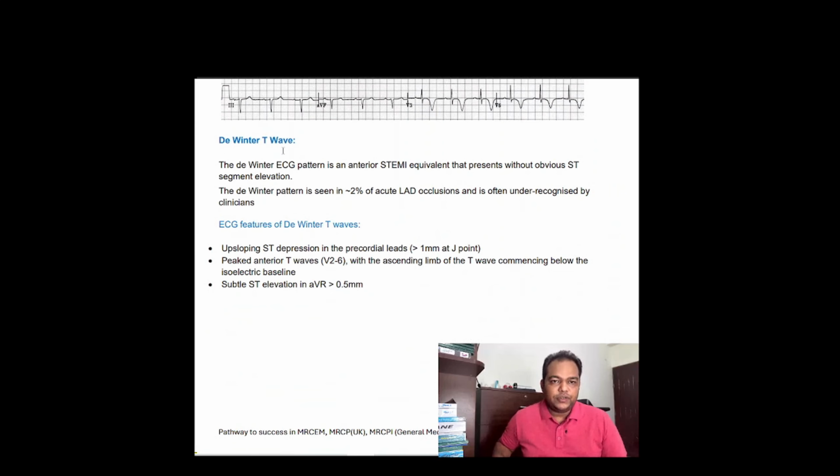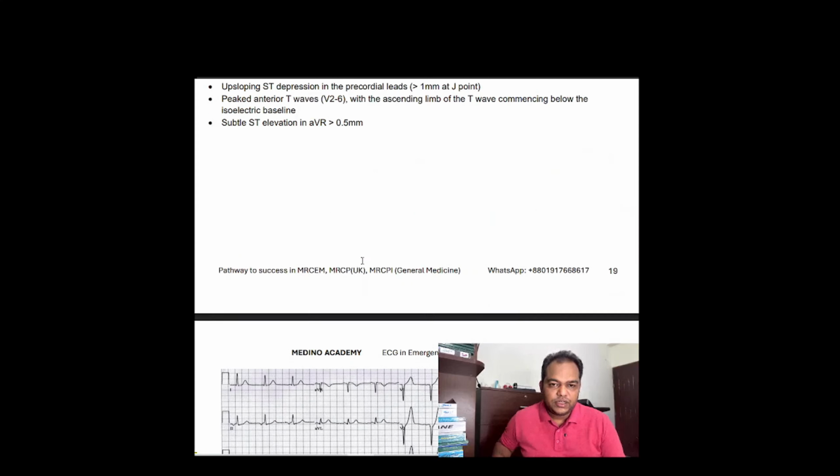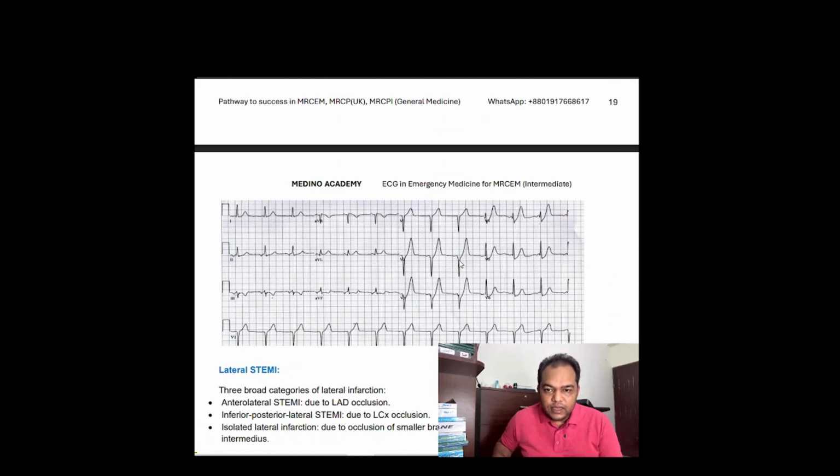Now the de-Winter TOFs. You can see the de-Winter TOFs here in this ECG. What is de-Winter TOFs? It is the upsloping ST depression in the precordial leads more than 1 millimeter. So this is the upsloping ST depression. This is the upsloping ST depression more than 1 millimeter. This is also upsloping ST depression more than 1 millimeter.